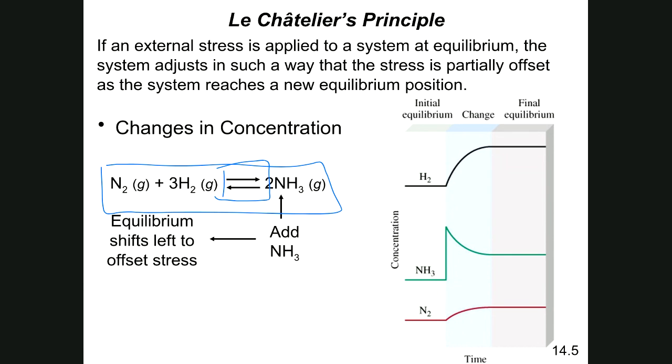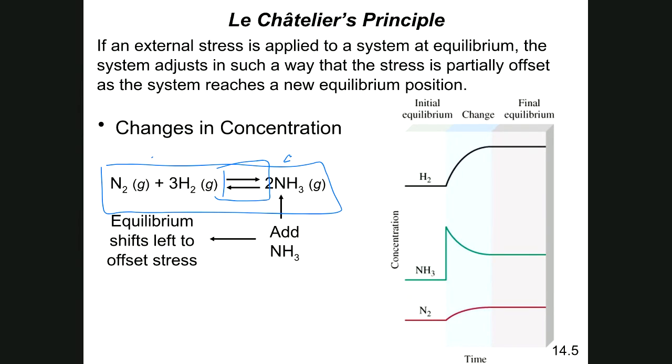What is Le Chatelier's principle? It's based on external stress. If external stress is applied to a system at equilibrium, the equilibrium is going to shift, or the reaction is going to shift in a way to cancel that external stress, or it is partially offset as the system reaches new equilibrium. What does it mean it reaches new equilibrium? That means either more product is going to form or more reactant is going to form in order for your reaction to reach new equilibrium.